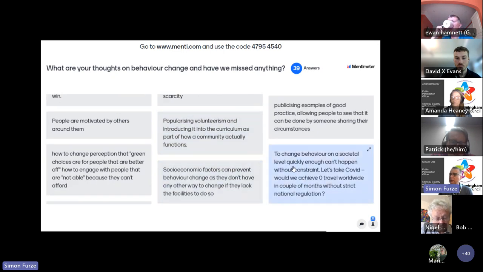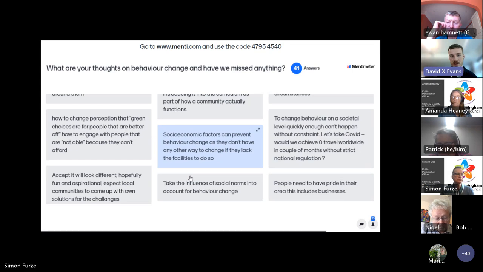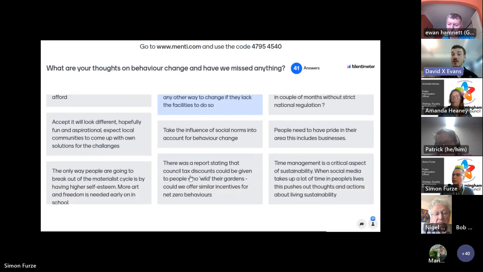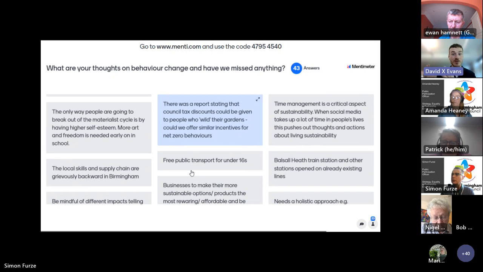Behavior change on a societal level quickly enough can't happen without constraint. Let's take COVID. We would achieve zero travel worldwide in a couple of months without strict national regulation. Interesting opinion. I think that touches on the whole carrot and stick debate. And I think the key thing is Georgia's comment: instead of making congestion charges, why not make public transport more attractive or train tickets better? That's a really good example of, if you act early enough and facilitate something happening, you can avoid the stick that you might need to use later to keep things in check.